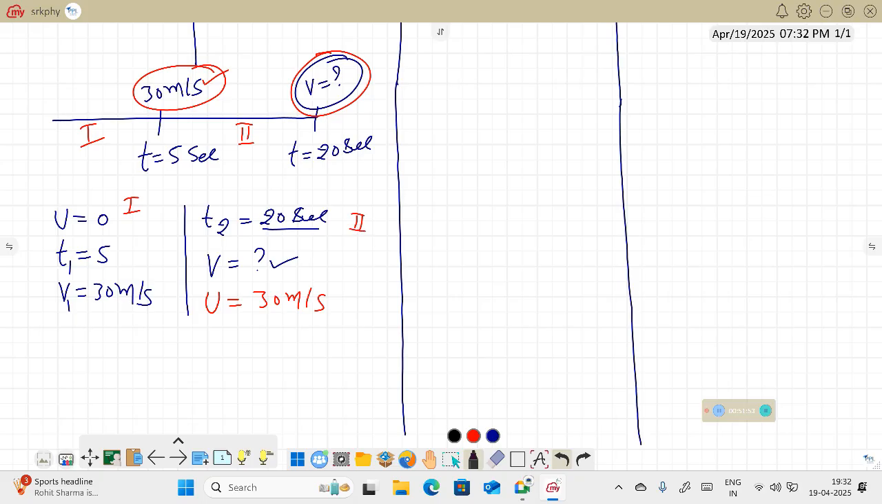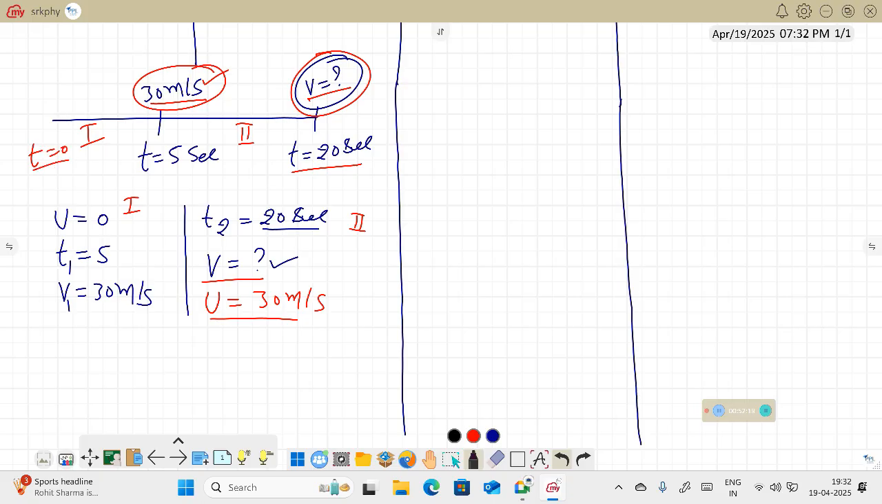We have a question in the second part. In that second part, we know the initial velocity is 30. They are asking to find the final velocity v, and the time is given as 20. But from where is that 20 given? That is important. From where is it given? Time t equal to 0, starting from.